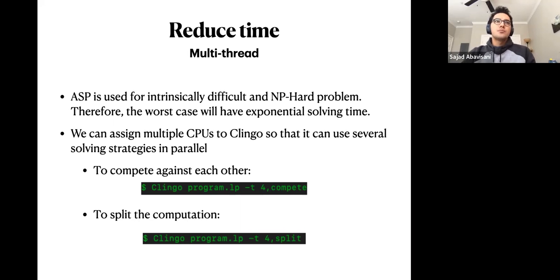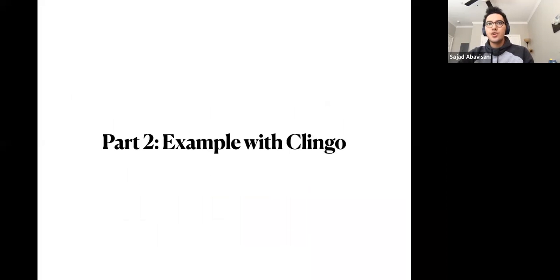Another way to use parallel computation is to just split the computation between different CPUs. Basically, it depends on what kind of problems you want to solve. One could be better. So that was my introduction.